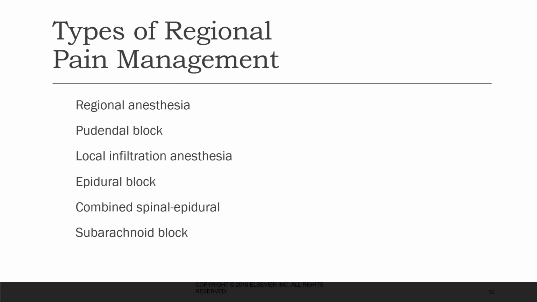So we have different types of regional, okay, wherever the pain is, the region or the area. We have regional anesthesia, which is mostly the perineal area and the coccygeal area. The pudendal block we talked about. Local infiltration anesthesia, that's just like a local in the dentist office, or a local to sew up a laceration. It's just in the perineal tissue.